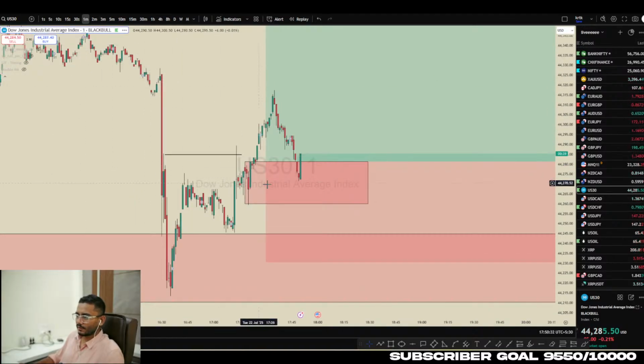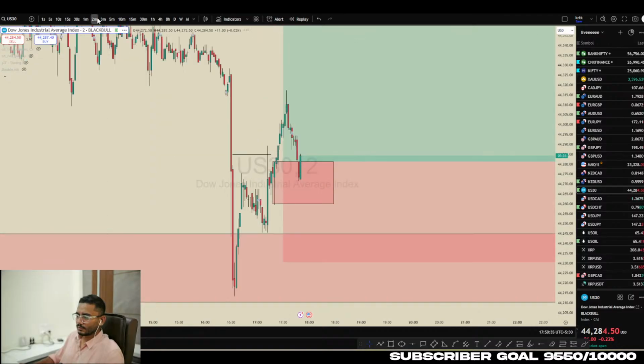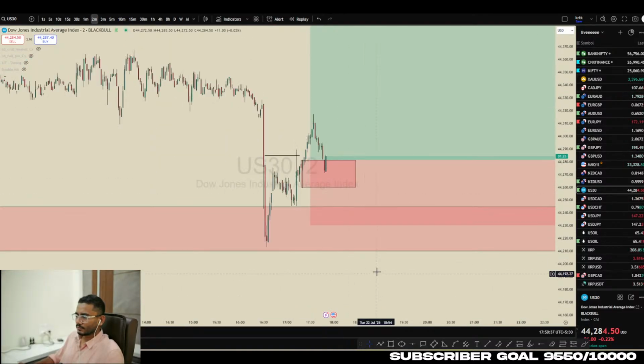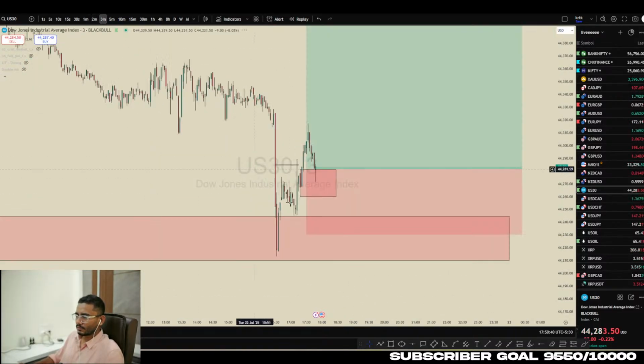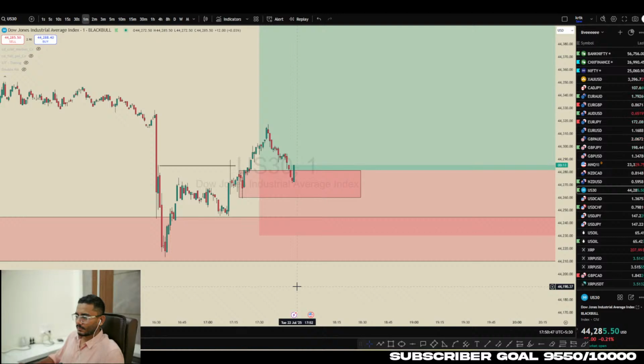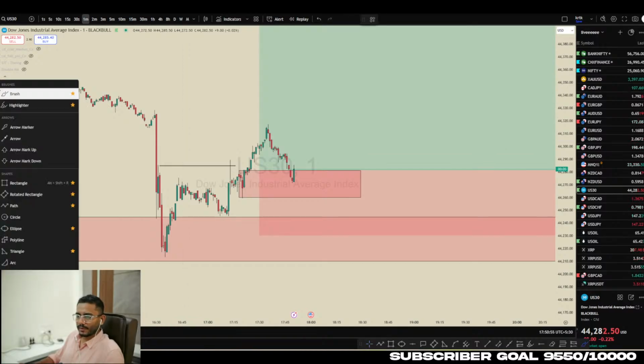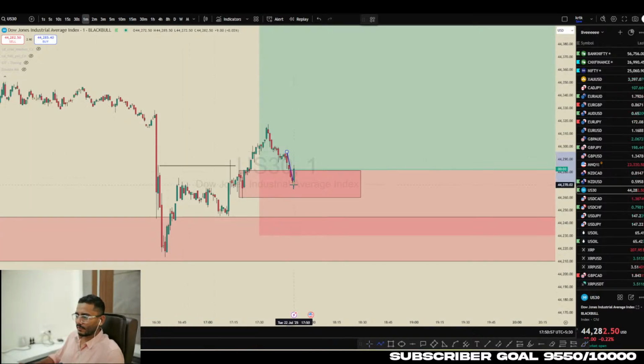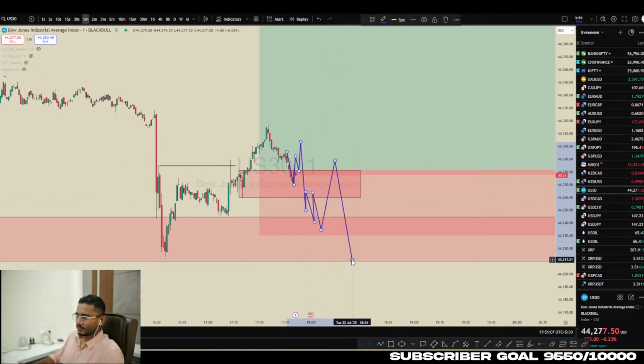Okay, we are getting a reaction from this order block. What price does is it reacts from this area and then it sweeps again. So it's actually creating an inducement for sell side. So that's why we want a closure.